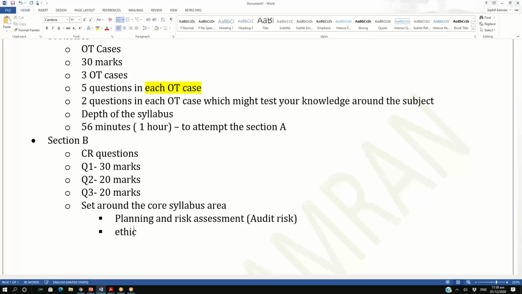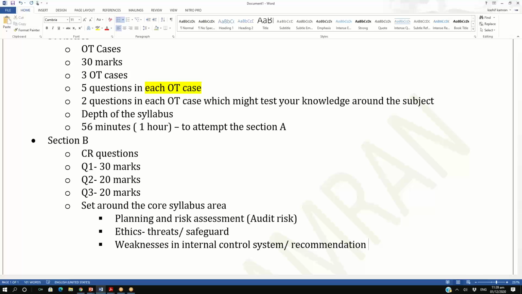Secondly, ethics, where the examiner asks you to identify the threats and the safeguards to objectivity, is another very favorite area. Questions on weaknesses in the internal control system, and the recommendations on how to overcome the weaknesses, even the test of controls, is another very important question which falls in the constructed response area. Then substantive procedures. The examiner does ask you to perform substantive procedures in different situations in the constructed response area.